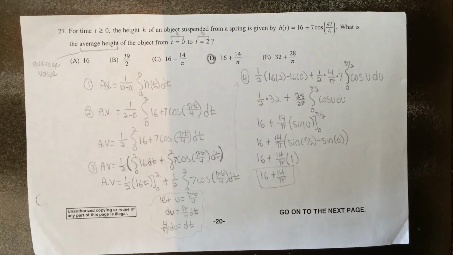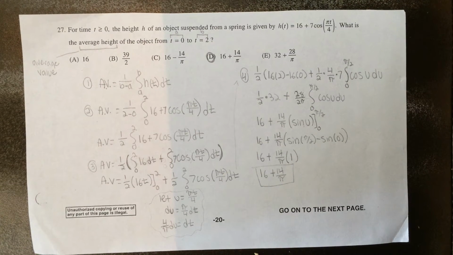All right, so this is problem 27 for the multiple choice section. It says for time t greater than or equal to 0, the height h of an object suspended from a spring is given by h of t equals 16 plus 7 cosine of pi t over 4. What is the average height of the object from t equals 0 to t equals 2?